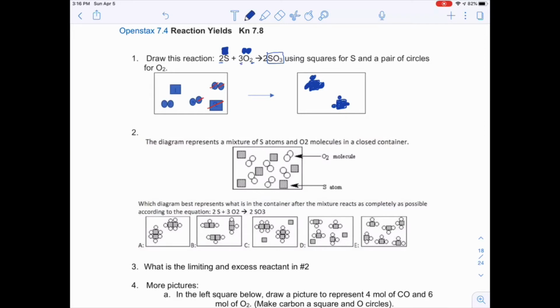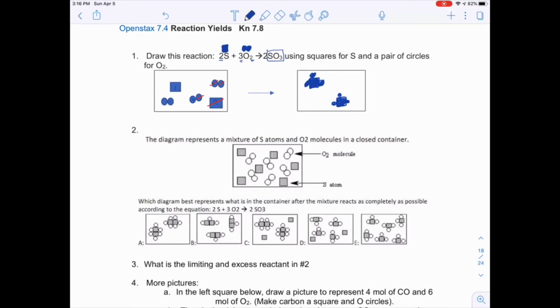So now we've got another mixture. Still we have our S's, so these are our squares, and then our O's. This is better because it shows the O's being a different color. So now what you're trying to figure out, we're doing the same reaction, is how many can you make of the SO3s? So it's the same reaction. So one of these pictures matches it. So pause the video and decide which you think is the answer.